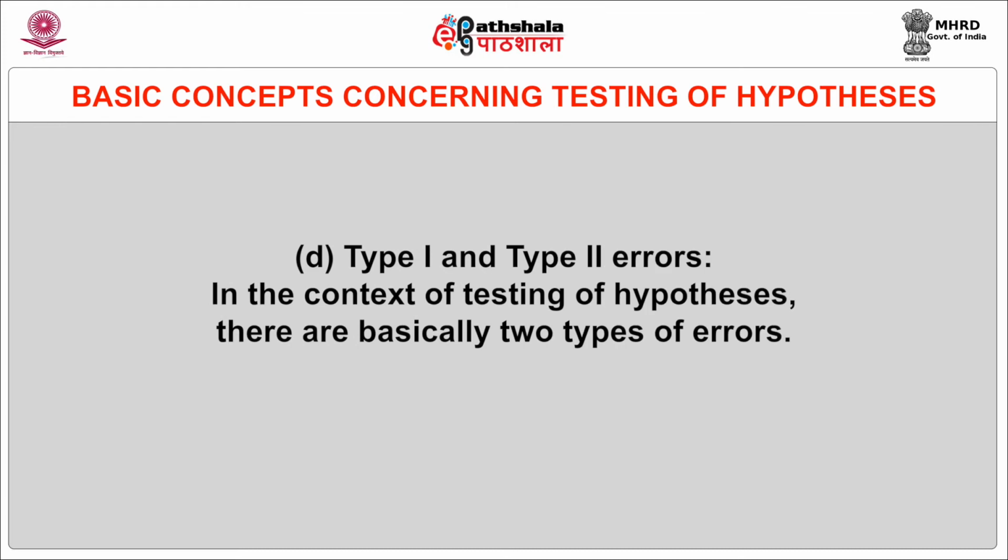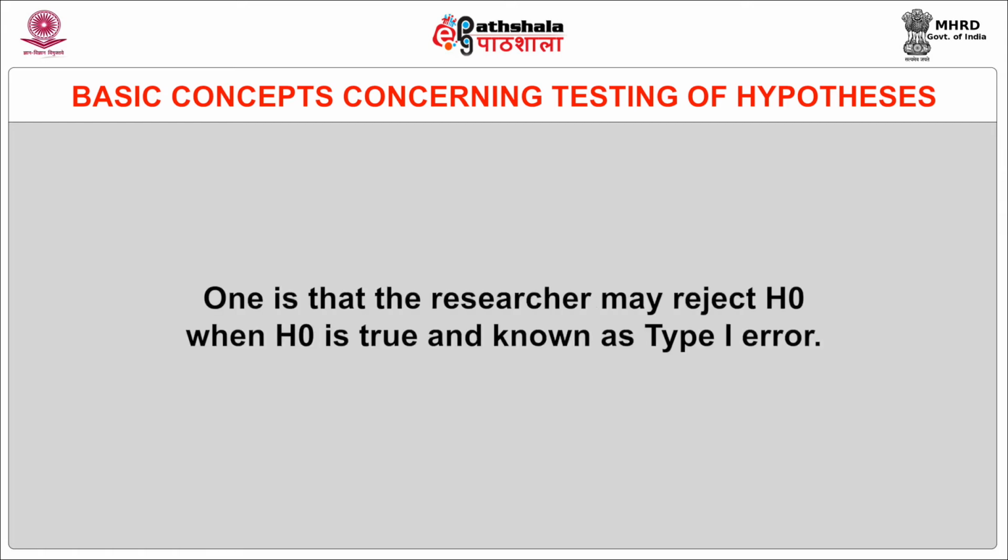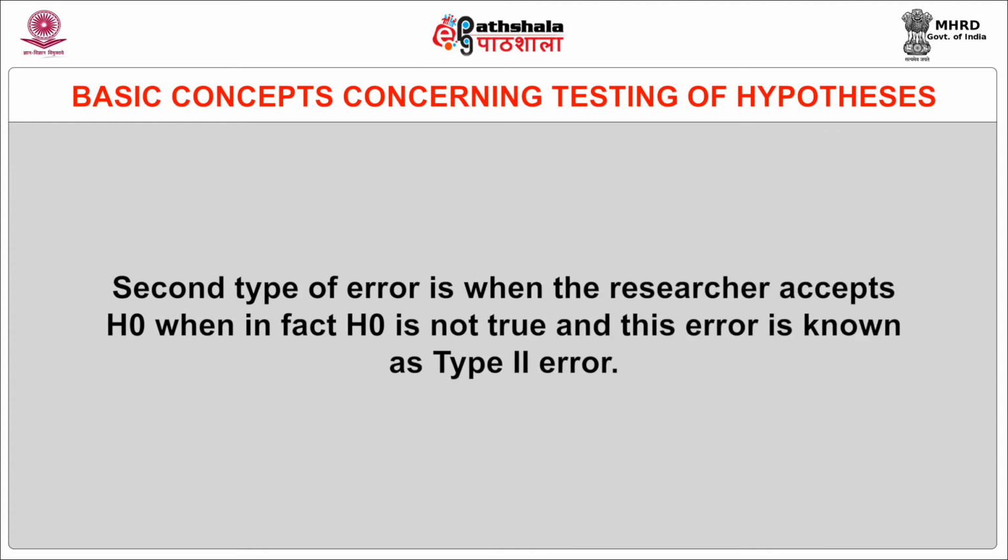The next concept is the errors. In the context of testing of hypothesis, there are basically two types of errors. One is that the researcher may reject the null hypothesis when the null hypothesis is actually true, and this is known as type 1 error. The second type of error is when the researcher accepts the null hypothesis when in fact the null hypothesis is not true, and this error is known as type 2 error. In other words, type 1 error occurs when we reject a hypothesis which should have been accepted, and type 2 error occurs when we accept a hypothesis which should have been rejected.